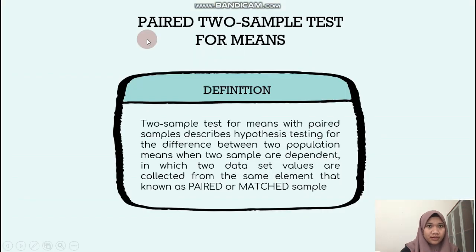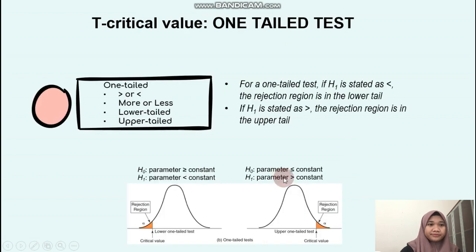First of all, the t-test for paired samples. The definition: the t-test with paired samples describes hypothesis testing for the difference between two population means when the two samples are dependent, in which two data set values are collected from the same element, known as paired or matched samples.